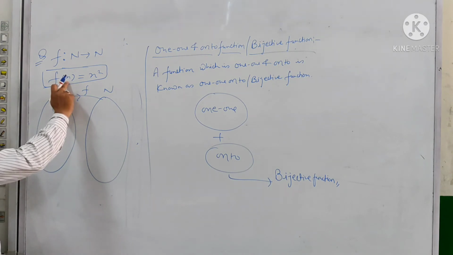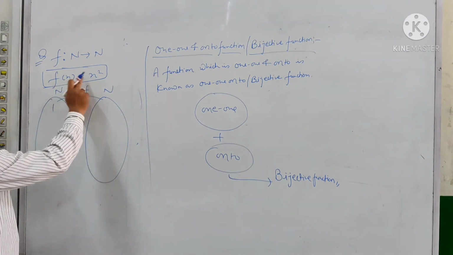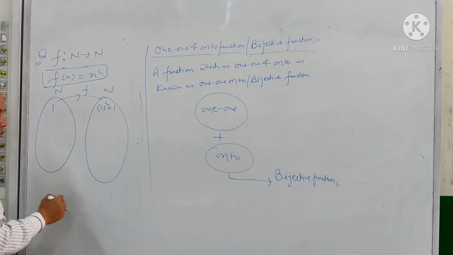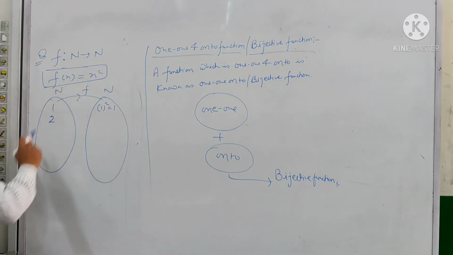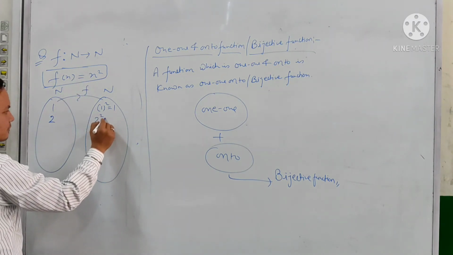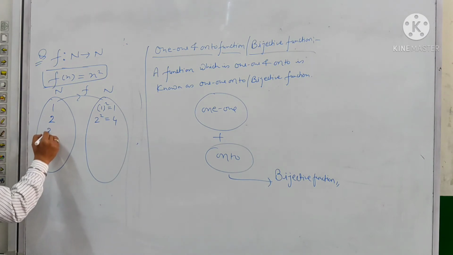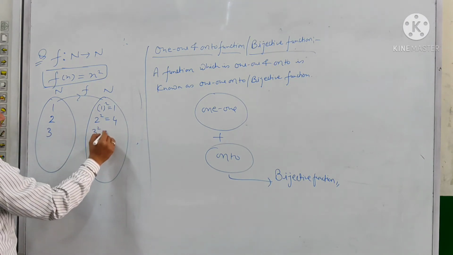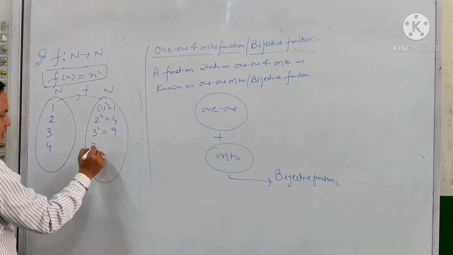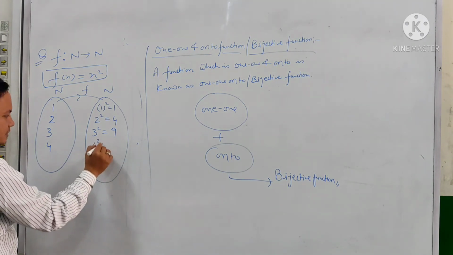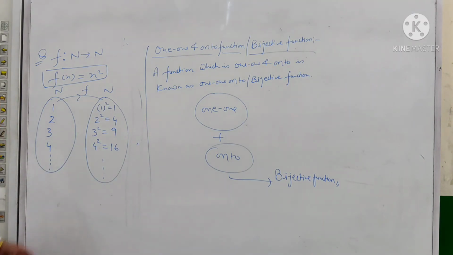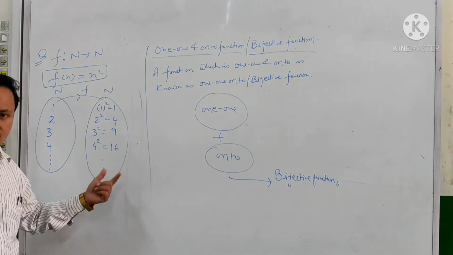Now substituting the value of x as 1, we get f(1) equal to 1 square, which is 1. If we provide the value of x as 2, we get 2 square, which is 4. Similarly, for 3 we get 3 square, that is 9. For 4 we get the corresponding output 4 square, which is 16, and in the same manner we can find the corresponding domain as well as range.